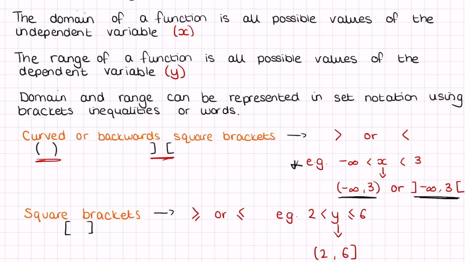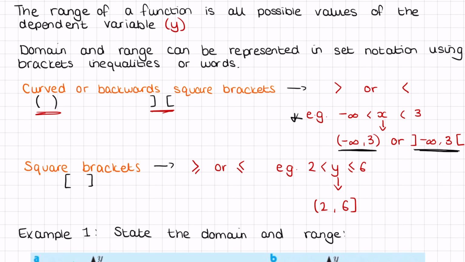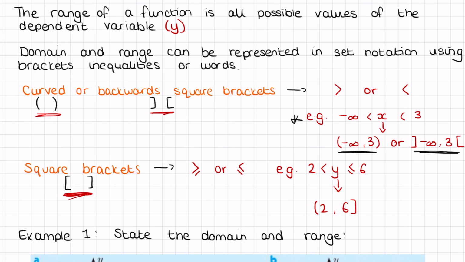If you see square brackets, then that means less than or equal to and greater than or equal to. So for example, if y is greater than 2 and less than or equal to 6, we put a circle bracket by the 2 because it's just a greater or less than, and then we'd use a square bracket next to the 6 because it is less than or equal to.